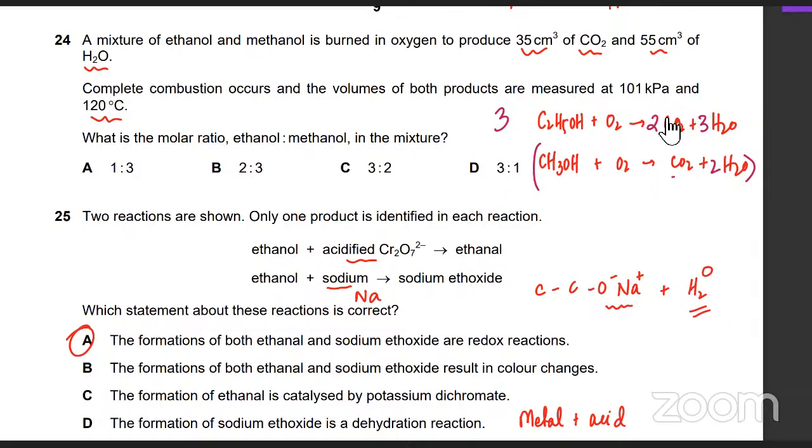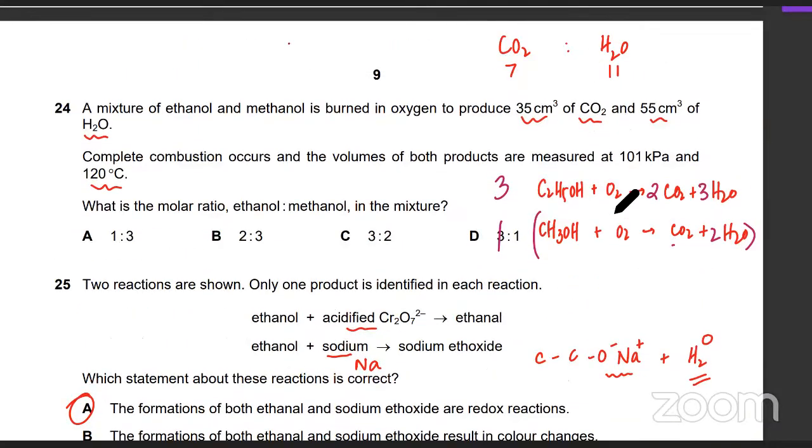As a 3:1. 3 ethanol, 1 of this. So 6 plus 1 over here, 7. Well, I guess 7, we've got 7, right? And 3 into 3, that's 9 water molecules, and 2 water molecules over here, that's 11. So that's also true. So D is correct. Is that clear? D is correct. Yes, sir. So this was slightly tricky.